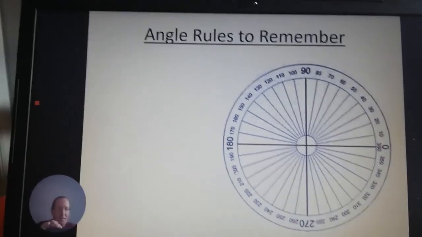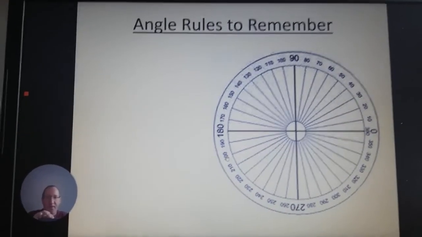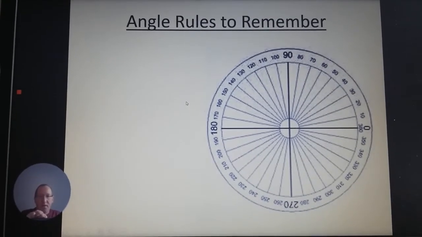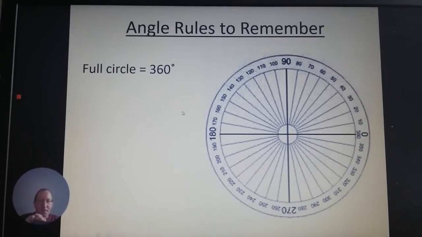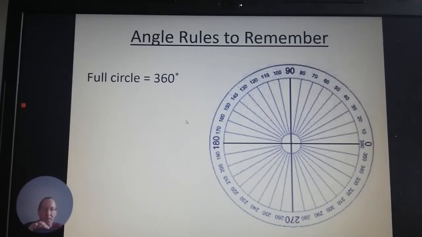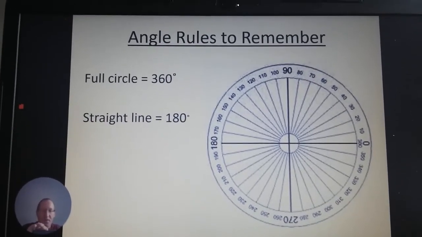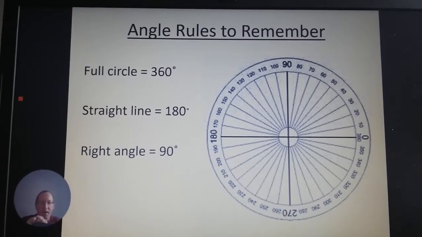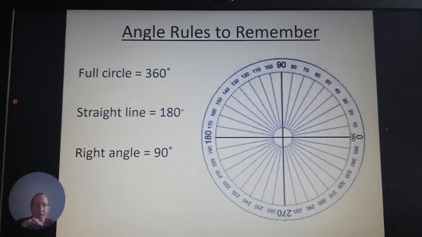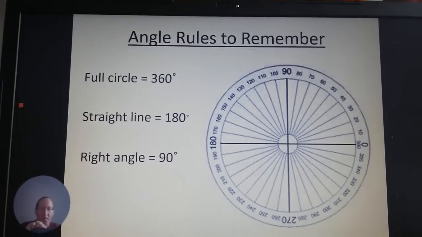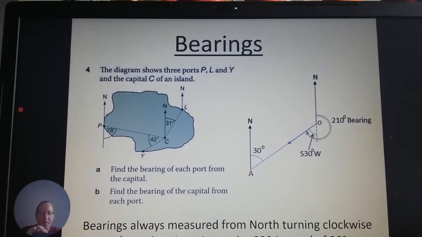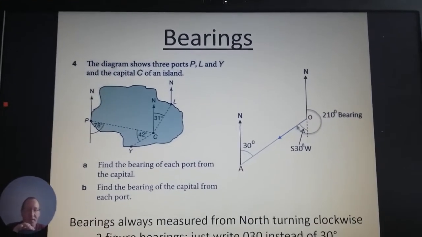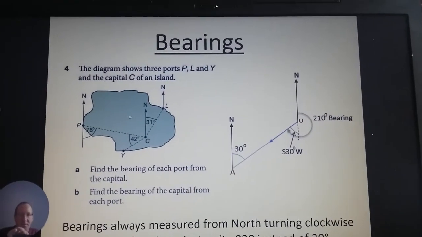So first of all, we need to think about useful angle facts to remember, and you should know that a full circle is 360. It's really important for bearings. Also straight lines 180 and right angles 90. Not so useful in bearings, but always a good one to remember. So there's two examples of bearings, and this one over here just gives you a sort of map.